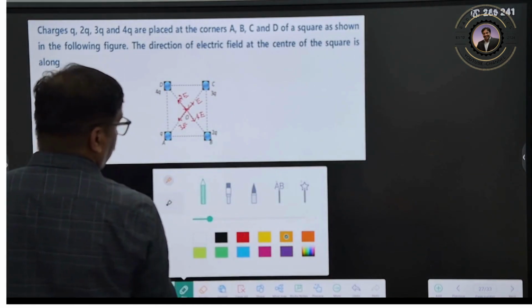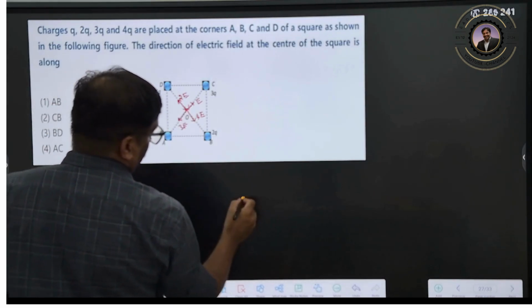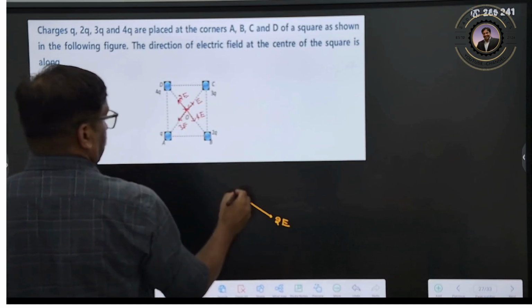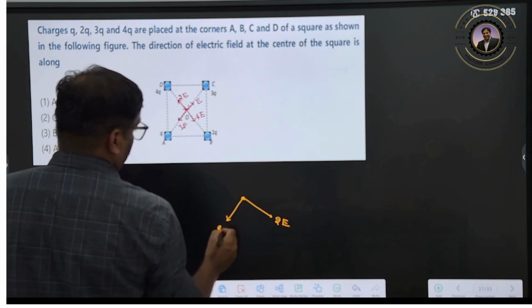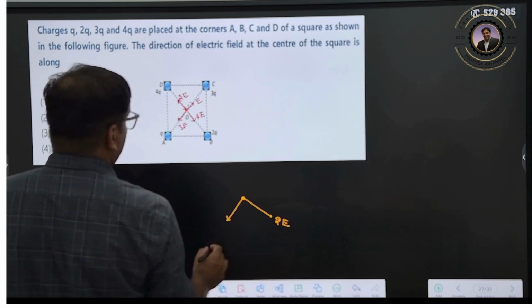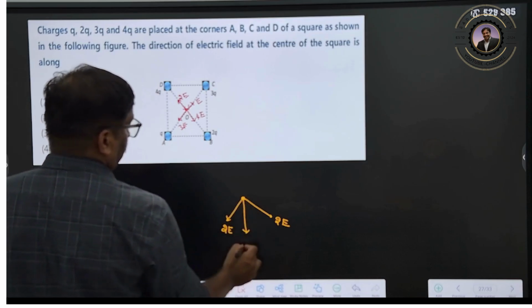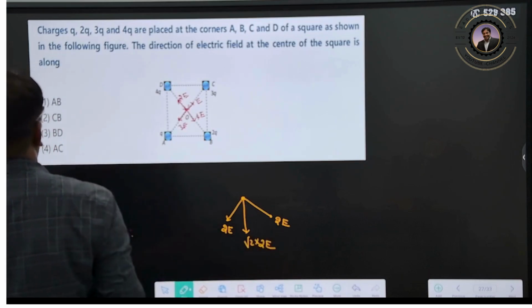Therefore totally what will be the electric field at this point? This 2e and 4e, so it will be 2e. This side 3e and this side again 2e. Clear? So this it will be the 2e. So this is downward here. Therefore root 2 into 2e, downward.